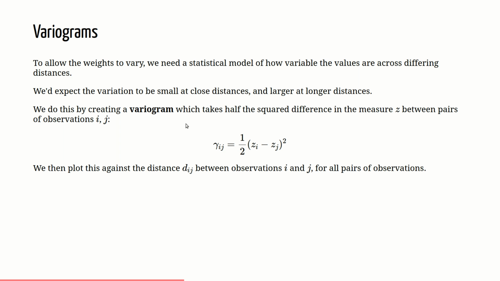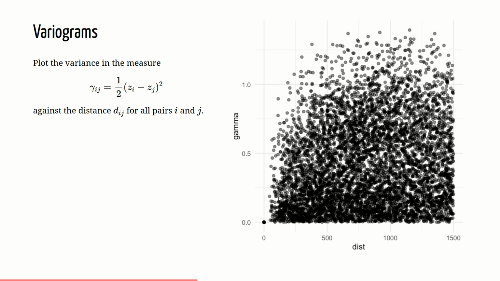So we use a variogram for this, which plots this here, which is basically half the squared difference in the measure between pairs. The half here isn't really that important, it's just a scalar. You can drop that out, it won't make any difference really to the result. It'll just scale everything up a bit. But we plot this against the distance between pairs. So for every pair of locations, we compute the squared difference in the values and the distance, and then we plot one versus the other.